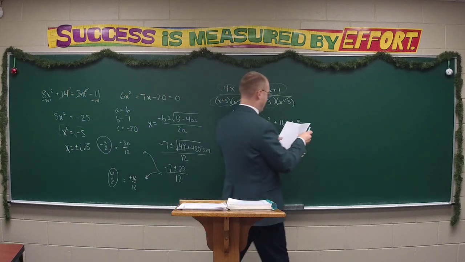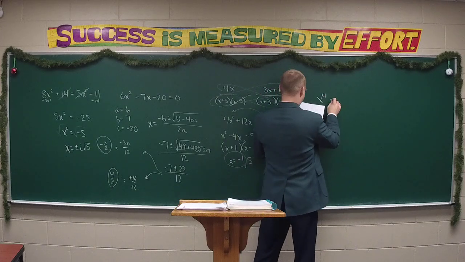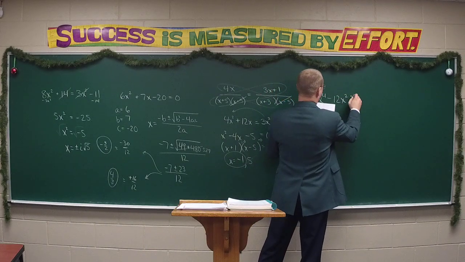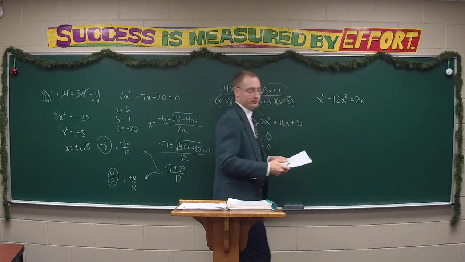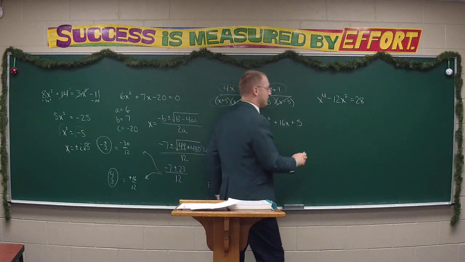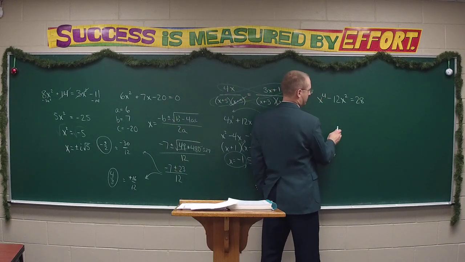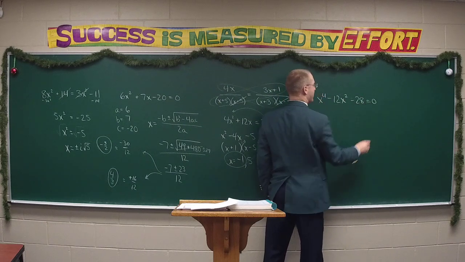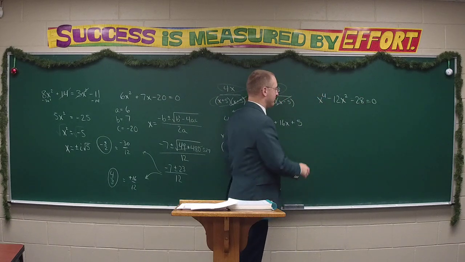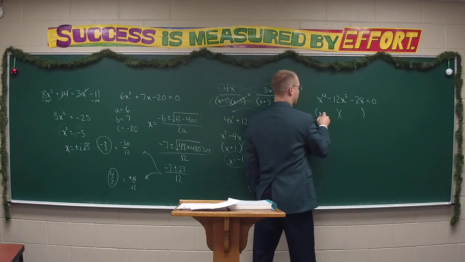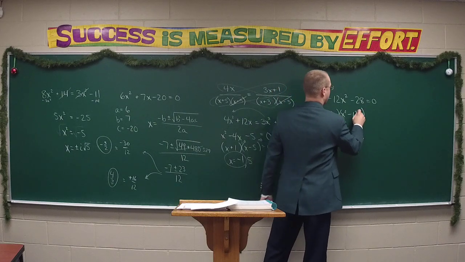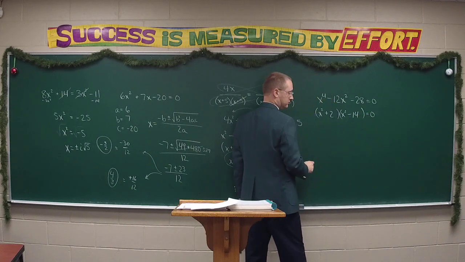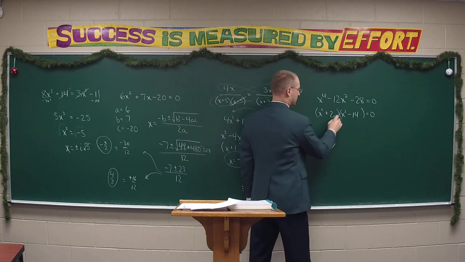This is not a quadratic, Maddie, but it's kind of like a quadratic-y thing. It's in quadratic form, we would say. So what do I do? To get x to the 4 minus 12 x squared minus 28 equals 0. And then x squared plus 3, x squared minus 14. All right. And then you need to set each thing equal to 0.